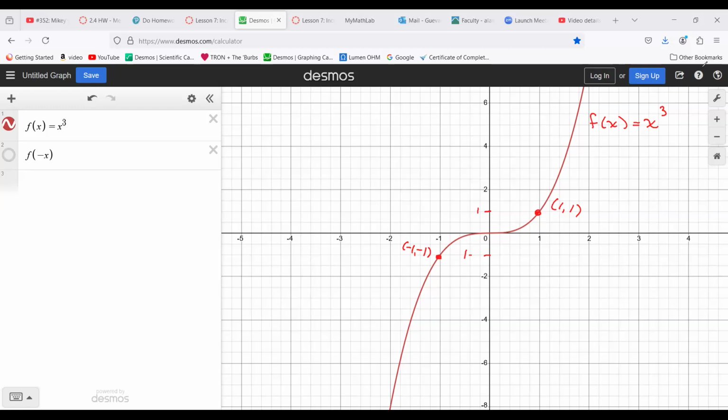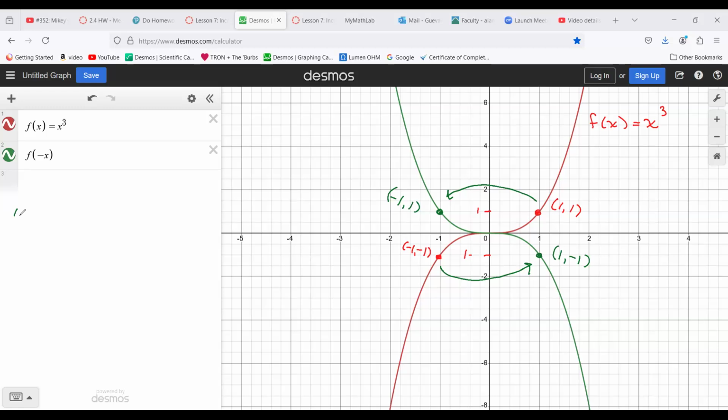So like I said, now what we're doing is the negative is inside, directly on the x. What we see is that my graph is flipping this way. So this point is actually over here now, and it has changed to (-1, 1). So just the x changed. This point translates to over here, and now that point is going to be (1, -1).